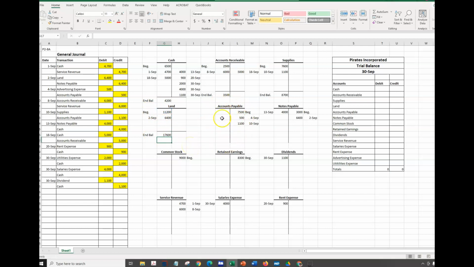Accounts payable. Balance can't be on the debit side because there's nothing on the debit side. And we know the balance is on the credit side because accounts payable is a liability and you increase liabilities by crediting them. So we're just going to add up all these things and that's our ending balance. Notes payable. We have amounts on both sides, but it's a liability account, so the balance goes on the credit side because that's the increase side. I'll add up 3,000 plus 6,400 and minus 4,000. It gives me a balance of 5,400.